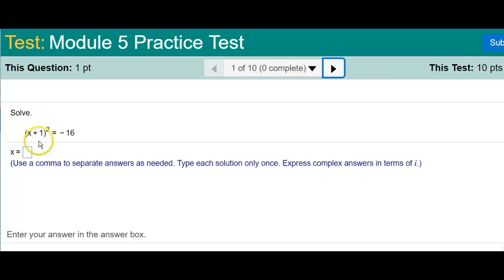As we look at this first example here, we see we have a binomial squared, and that's equal to a negative 16. Now, in some cases, our answers may be imaginary answers, so we'll need to use the letter i. So the technique that we have gone over in our module is to take the square root of this side to get just the radicand, and plus or minus the square root of this side.